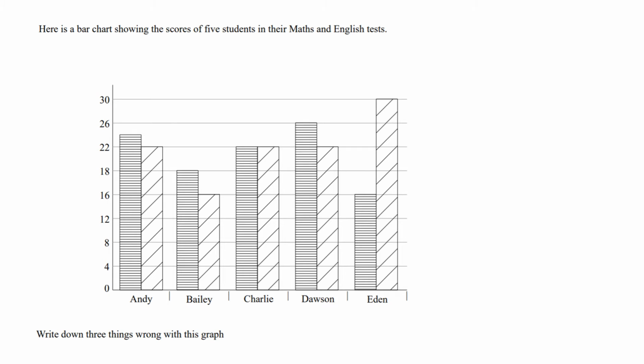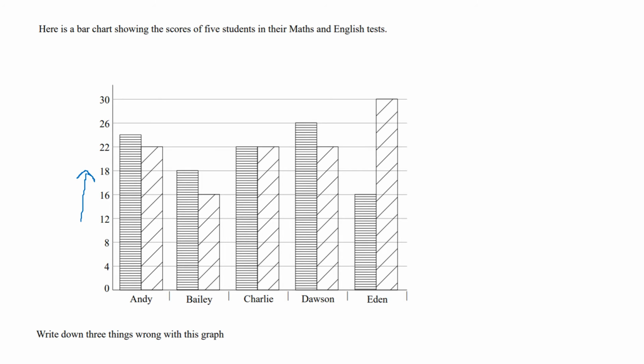So now we've got another bar chart, and this is a bar chart that shows the scores of 5 students in their English and maths tests. And we need to write down 3 things that are wrong with the graph. Okay, well, to start off with, there's no key, so we don't know which of those bars represents English and which of them represents maths. We've then also got another problem here on our vertical scale, because again, it's not going up in even steps. It goes up in 4s, 0, 4, 8, 12, 16, but then it only goes up 2 to 18, and then it starts going up in 4s again.